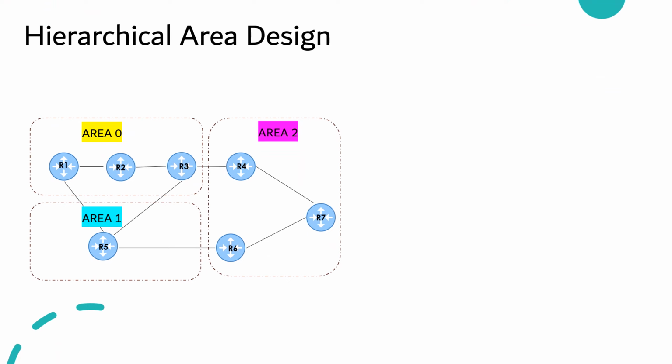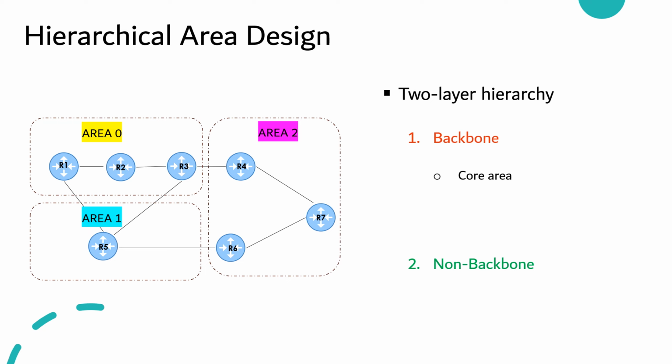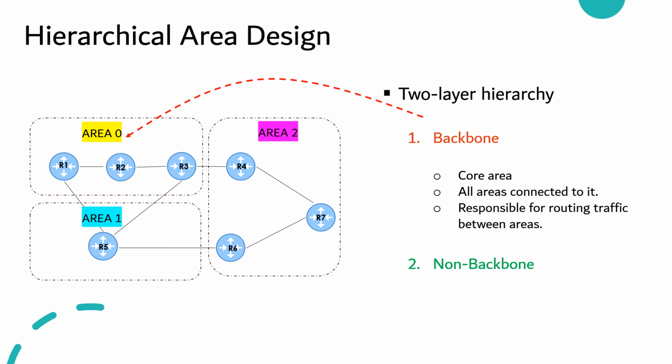OSPF allows the network to be designed in two-layer hierarchies: backbone area and non-backbone area. The backbone area is the core of the OSPF network and all the other areas are connected to it. The backbone area is also known as area 0. It is the most important area in the OSPF network and is responsible for routing traffic between nodes from all the other areas in the network.